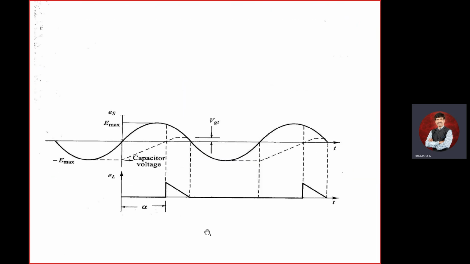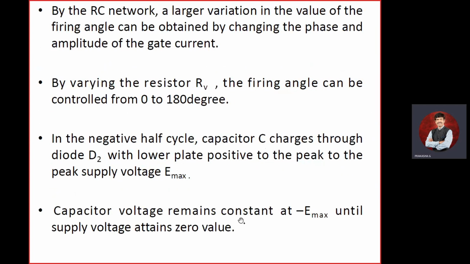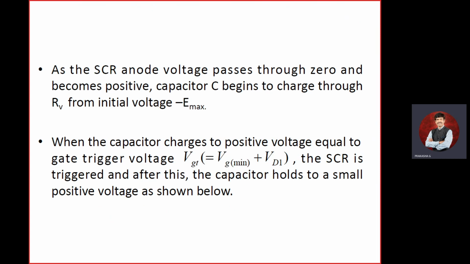You have to see how exactly this diagram is explained with respect to the waveform over there. The capacitor will be in charging condition only. The capacitor voltage remains constant at minus E maximum until the supply voltage attains zero value. So the supply keeps on reducing, and till then it is going to maintain the constant value.